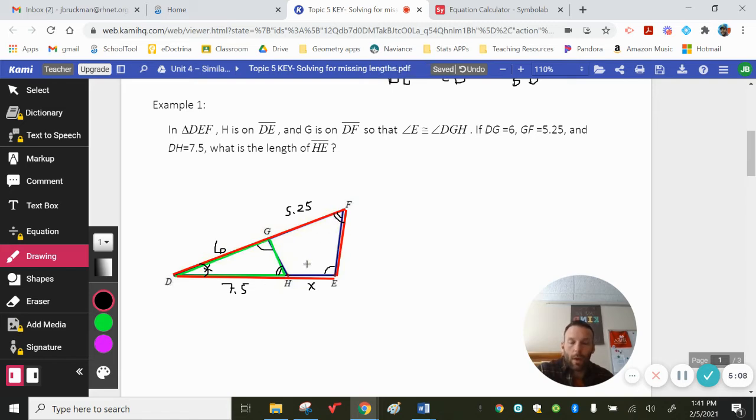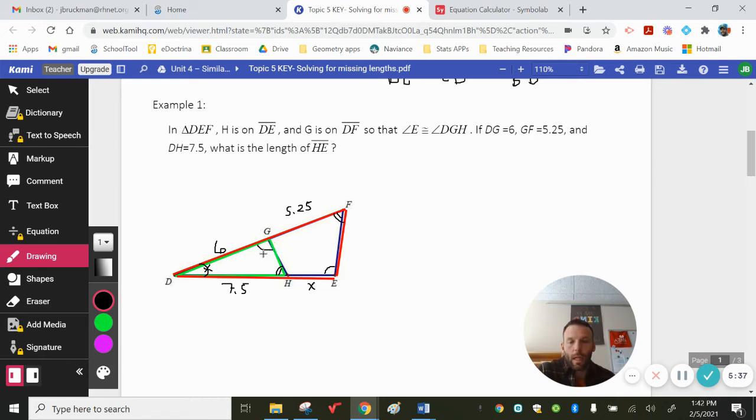Those two angles also have to be congruent because every triangle has an angle sum that's 180. So the three angles of the green triangle have the same sum as the three angles in the red triangle, and I know that the angle D is the same in both, and I was told that the angle E is the same as this angle DGH. Therefore, all three of the angles in my green triangle are congruent to the corresponding angles in this red triangle. Therefore, those two triangles must be similar to each other.